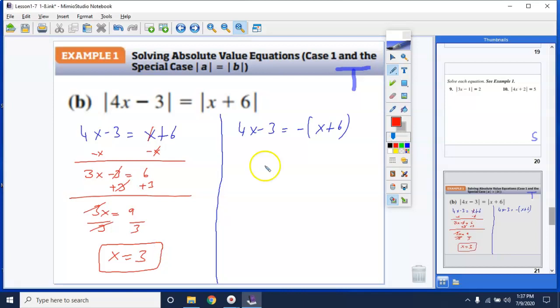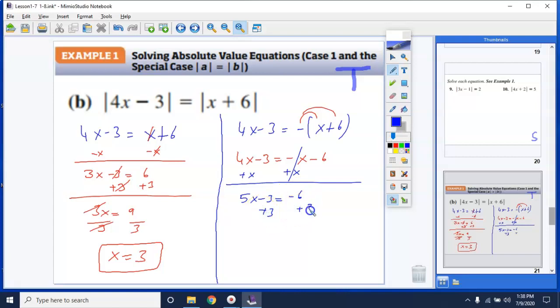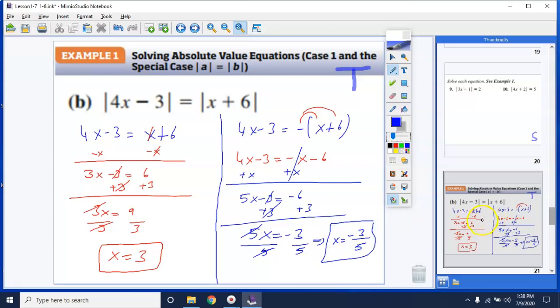But on the second one, before we solve, I should distribute that negative first. Distribute first, so it's going to be negative x, negative 6. So right now, let's try to solve. I'm going to do plus x, those two cancel. 5x minus 3 equals negative 6. So just regular algebra stuff. Plus 3, 5x equals negative 3. Lastly, divide both sides by 5. So x should be equal to negative 3 over 5, which is my answer. Okay, that's how we do them.